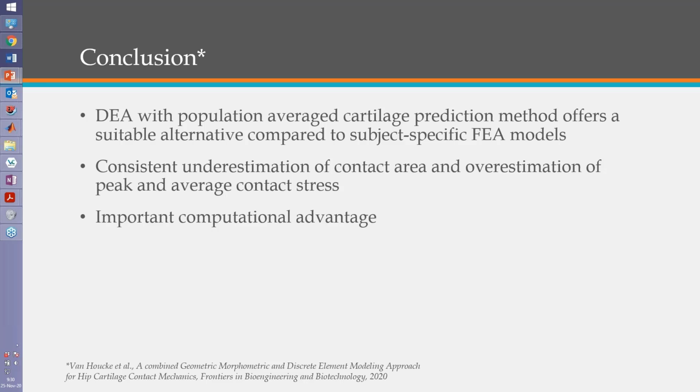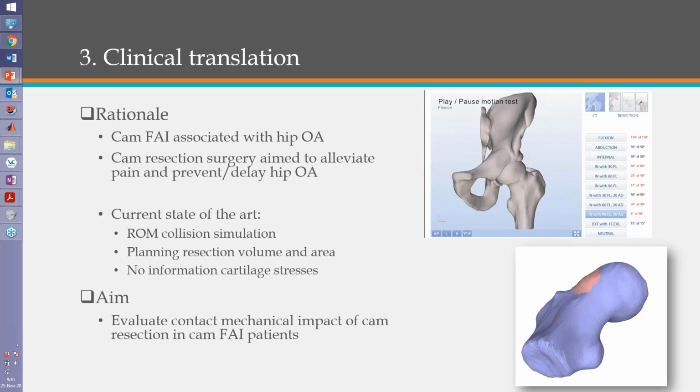The DEA with the population averaged cartilage prediction method as such offers a suitable alternative compared to the more laborious FEA modeling systems. We had a consistent underestimation of contact area as well as an overestimation of the peak hip joint reaction forces, but nevertheless contact stress patterns were quite similar, and these over and underestimations are consistent. It offers an important computational advantage, and as such we used it for some further steps.